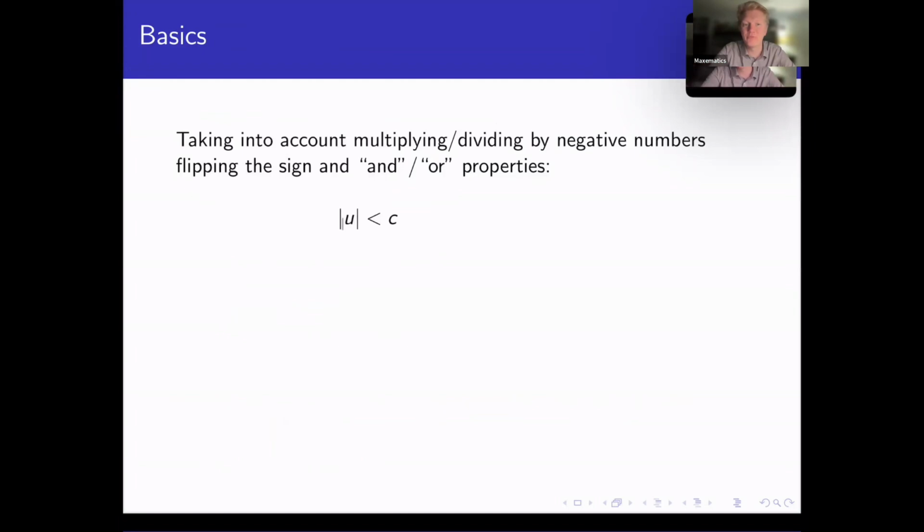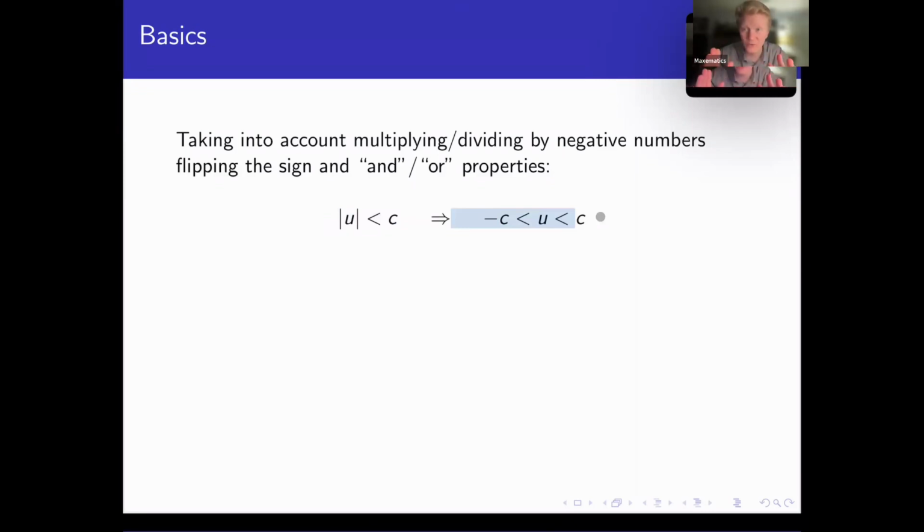If you have absolute value of u is less than c, we convert this to another inequality that says negative c is less than u is less than c. That's a compound inequality. So if you have something that looks like this, immediately jump to this.